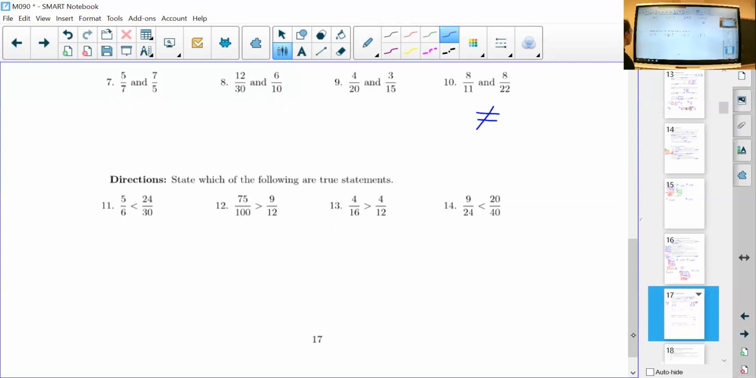And finally, let's look at, are these true? 5/6 is less than 24/30. Well, let's figure it out. Same denominator. My least common multiple is 30. So times 5 top and bottom, I have 25/30. I'm claiming that's less than 24/30. Well, no, it's not. That's false. Go ahead and do the same for 12 through 14.